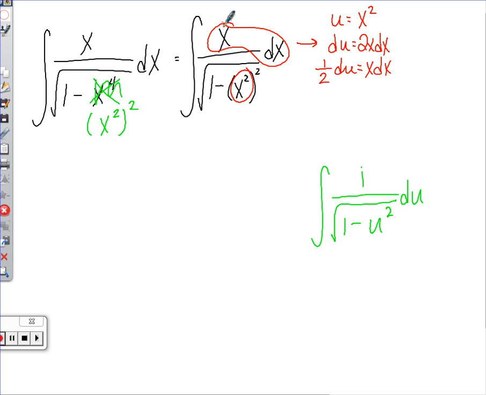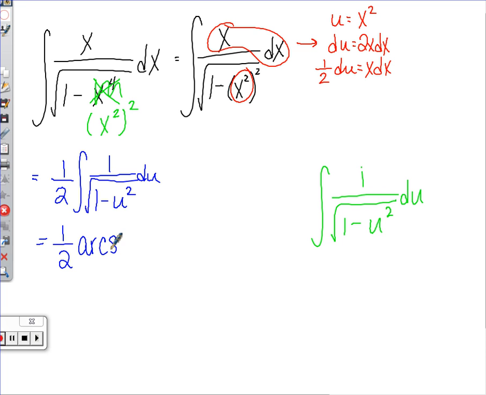Now what do I have? 1 half on the outside. 1 over square root of 1 minus u squared du. Victory! Right? I can take that integral. 1 half arc sine of u plus d. And I plug in u.